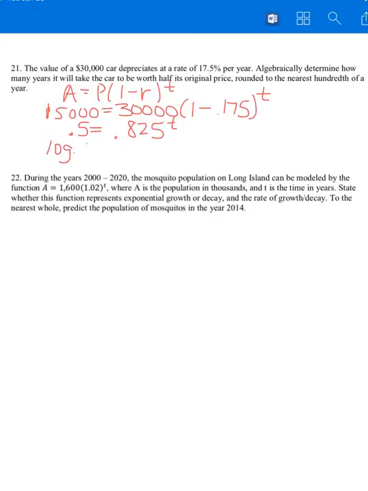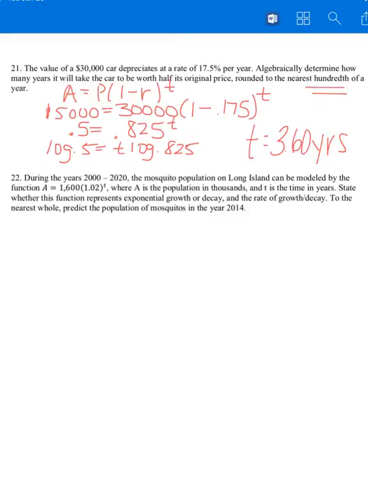Log of 0.5 equals t log of 0.825. I divide both sides by the log of 0.825, and to the nearest hundredth, I get t is equal to 3.60 years.